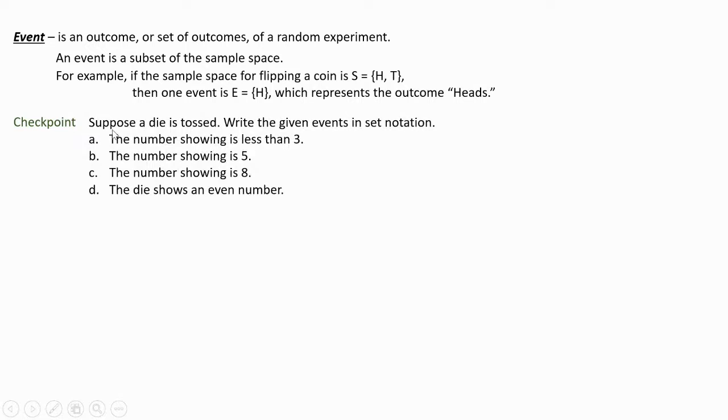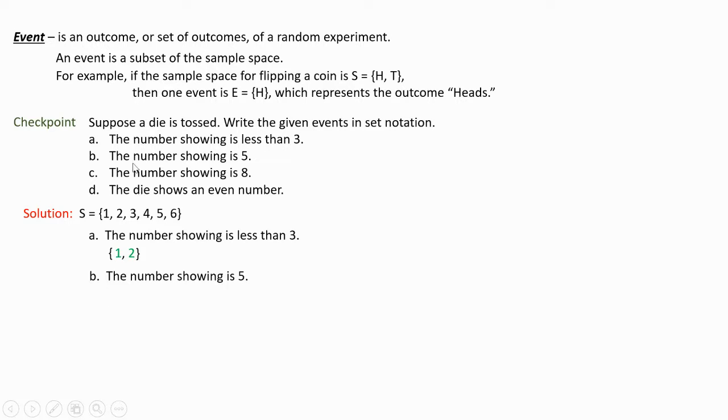Checkpoint, okay? Suppose a die is tossed. Write the given events in set notation. The number shown is less than 3, right? So for the solution, this is my sample space. It can be 1, 2, 3, 4, 5, 6, right? But for the event to be less than 3, it can be a 1 or it can be a 2. And that's it, right? Because less than 3 means that 3 is not included. So this is the set notation of the event showing a number less than 3 from tossing a die.